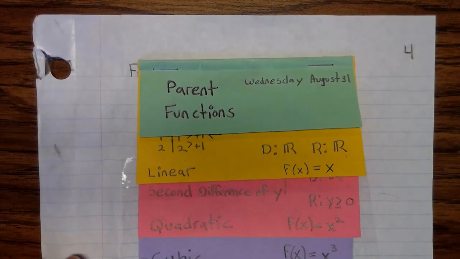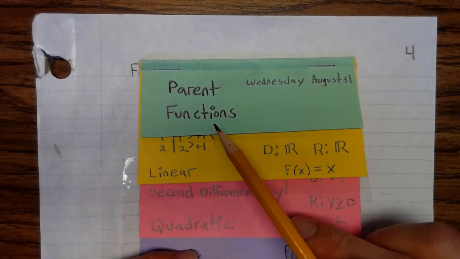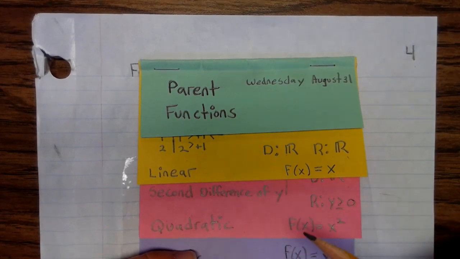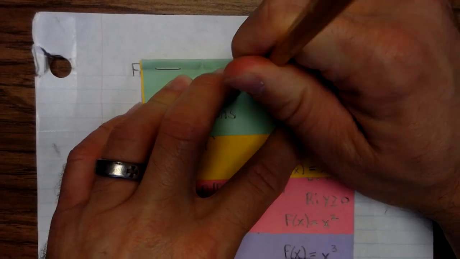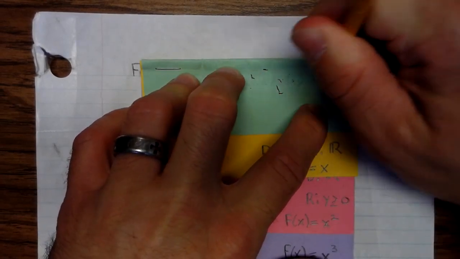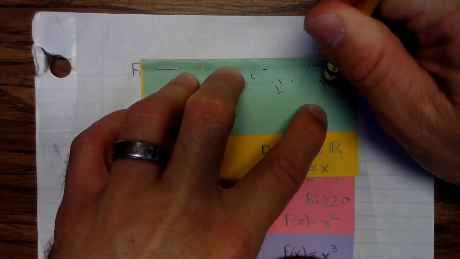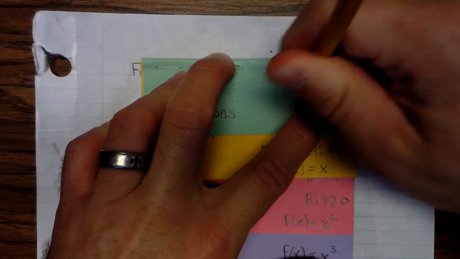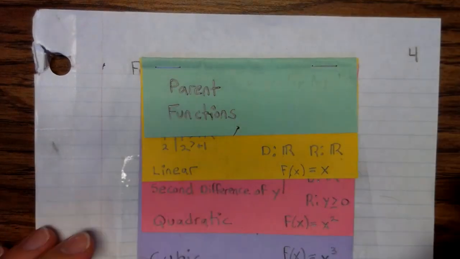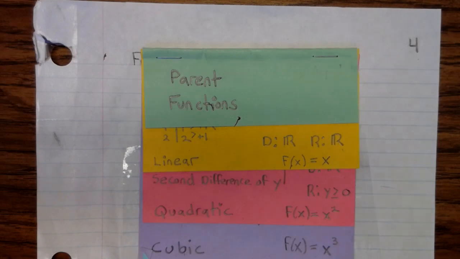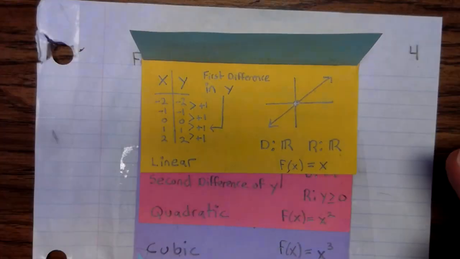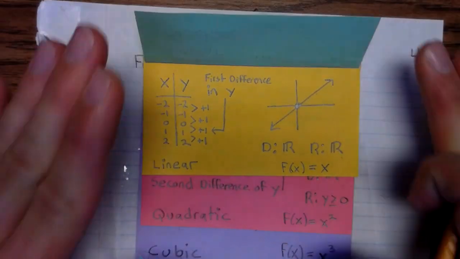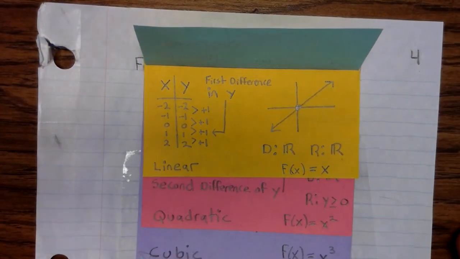Okay. All right. So the top, we're going to label it parent functions. Okay. And this date is outdated. As you can see, I'm reusing one of mine from a previous year. You don't really need a date on that. All right. So the first part is say parent functions. Then you're going to fold it up. All right. And then the first thing we're going to look at is linear.